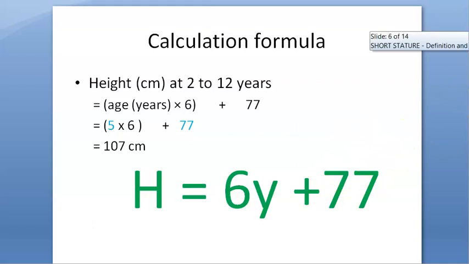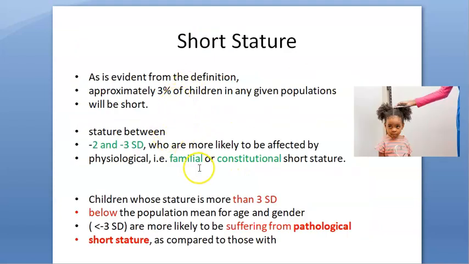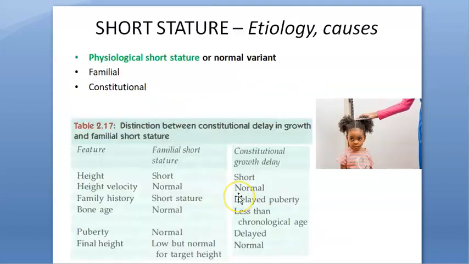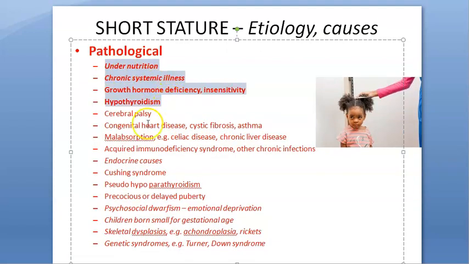In this video, you have understood short stature, isn't it? Definition: height below 3rd centile or below 2 standard deviations. Then short stature, if it is 2 to 3 standard deviations, can be familial or constitutional. If it is more than 3 standard deviations, they could have pathological short stature. So pathological short stature usually will be because of undernutrition, chronic illness, growth hormone deficiency or insensitivity, hypothyroidism, and a lot of other causes.